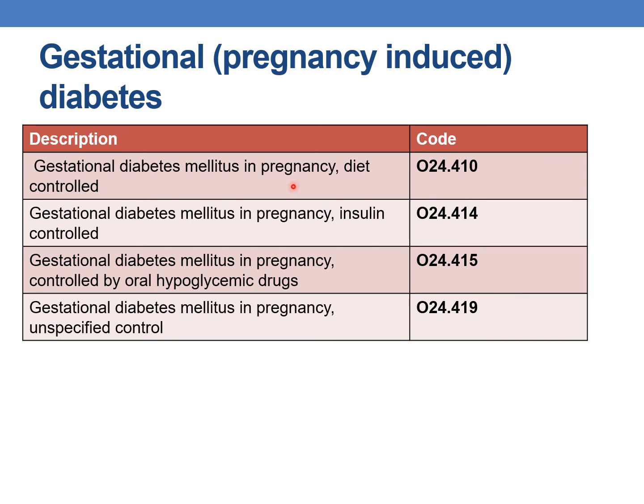O24.410 indicates gestational diabetes in pregnancy diet control. And gestational diabetes mellitus in pregnancy insulin control is given by the code O24.414. Gestational diabetes mellitus in pregnancy controlled by oral hypoglycemic drugs is given by the code O24.415. And gestational diabetes mellitus in pregnancy unspecified control is given by O24.419.